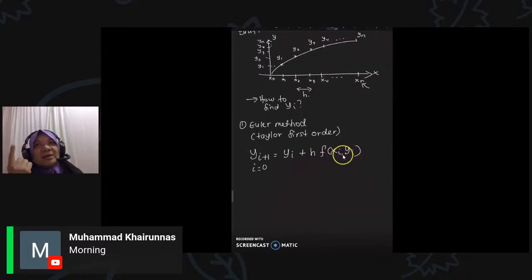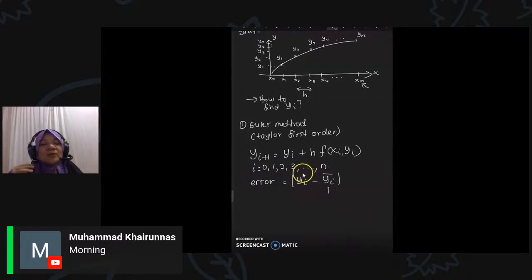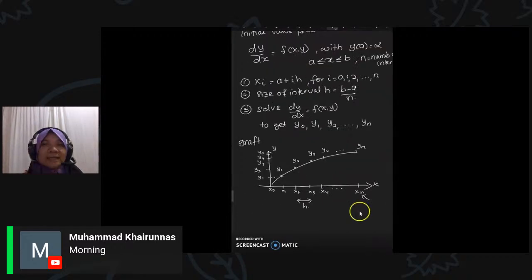You still remember the Euler method, where you use the first order Taylor series. What is the first order Taylor series? y(i+1) equals y(i) plus h f(x_i, y_i). You learned this already in chapter 8. You can go to the notes at the e-learning for Numerical 1. Your task here is to use the formula y(i+1) equals y(i) plus h f(x_i, y_i) repeatedly, iteratively. That is the first order Taylor series.